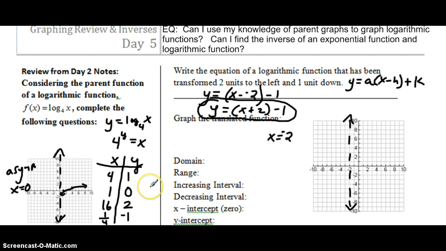And then I'm going to take my points. So 4, 1 on my parent graph here. It's got to do 2 translations. Got to move left 2 and down 1. So 4, 1 will move left 2 and down 1. So that'll become 2, 0. And then the parent graph point of 1, 0 will move left 2 and down 1. And then our 1/4, -1, will move left 2 and down 1. And that'll help us graph it.